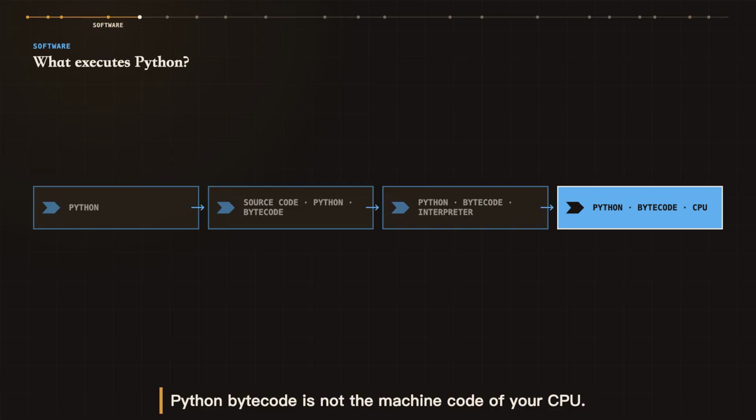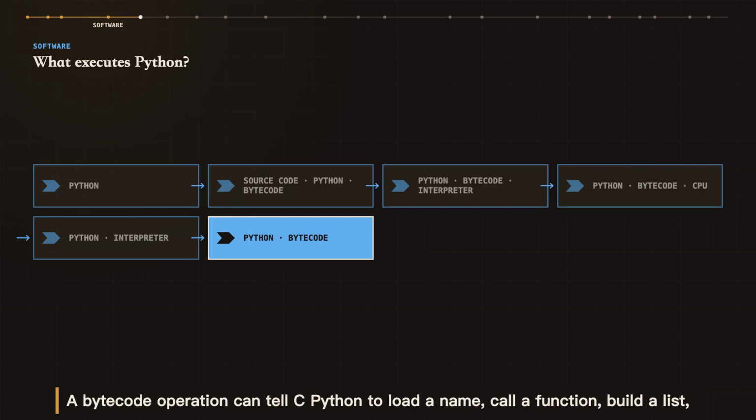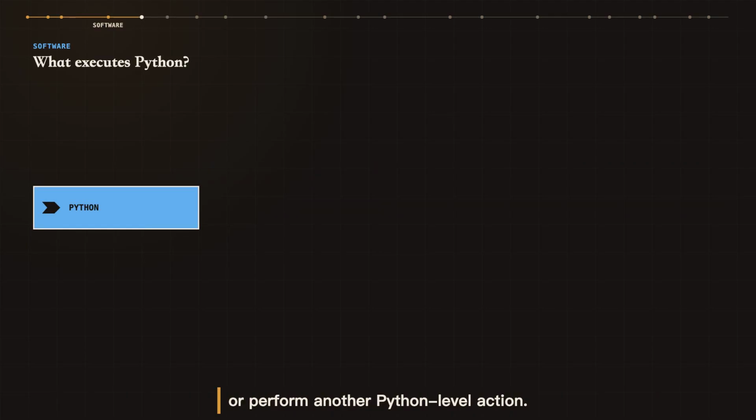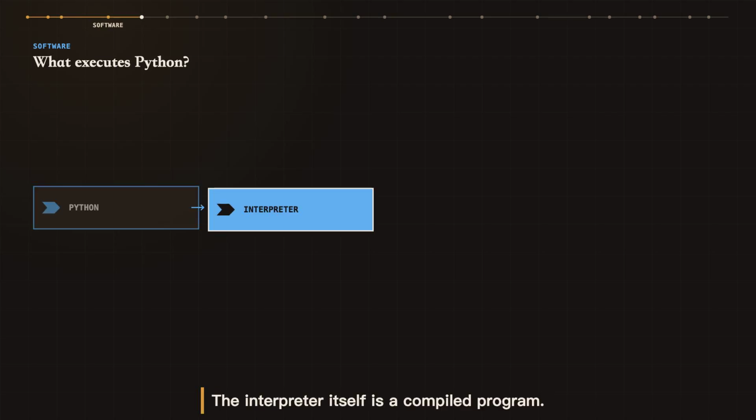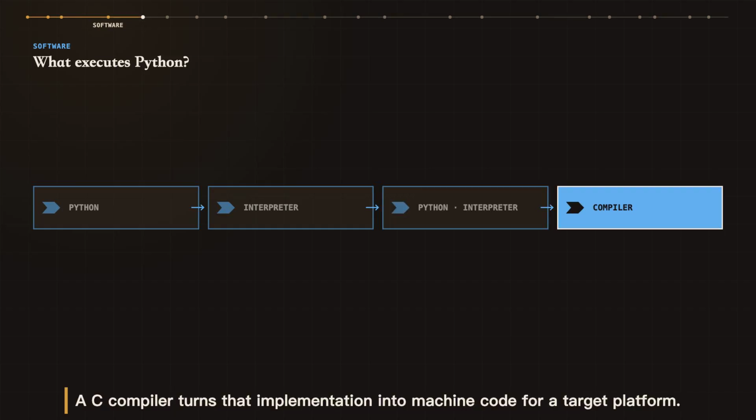Python bytecode is not the machine code of your CPU. It is an instruction set for the CPython interpreter. A bytecode operation can tell CPython to load a name, call a function, build a list, or perform another Python-level action. The interpreter itself is a compiled program. CPython's interpreter core is primarily written in C. A C compiler turns that implementation into machine code for a target platform.